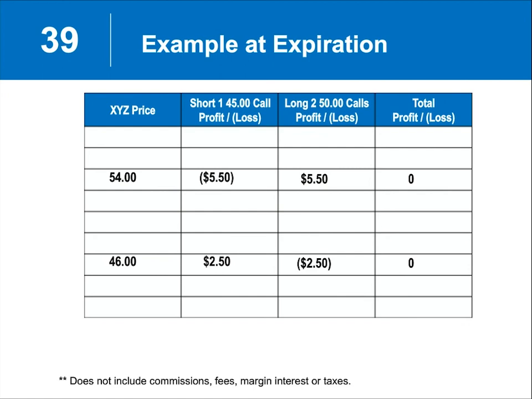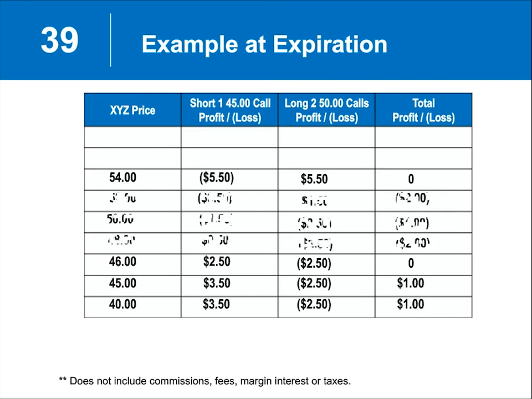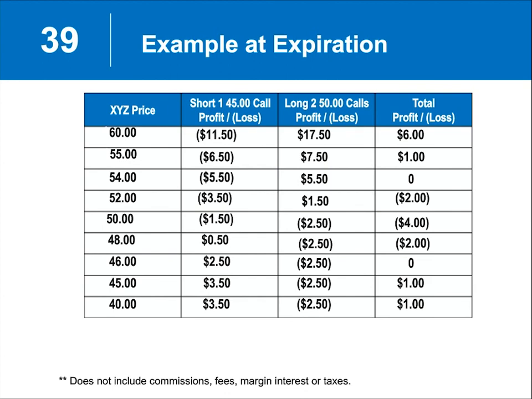We're even. But I'm going to fill in the rest of the table, just to make life a little bit easier here. Look at the price of 50. That's where we lose the most money. At $4 is where we lose the most money that we have here. Now, come down to the $40 range. See, we're only making $1.